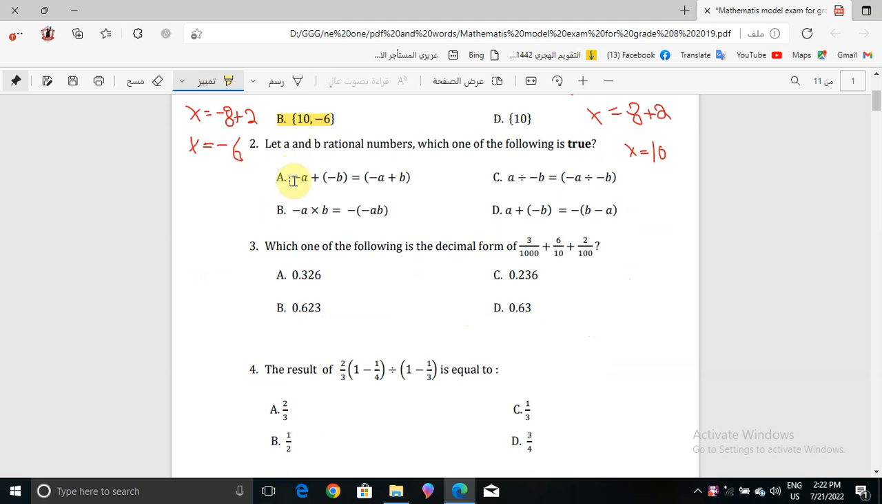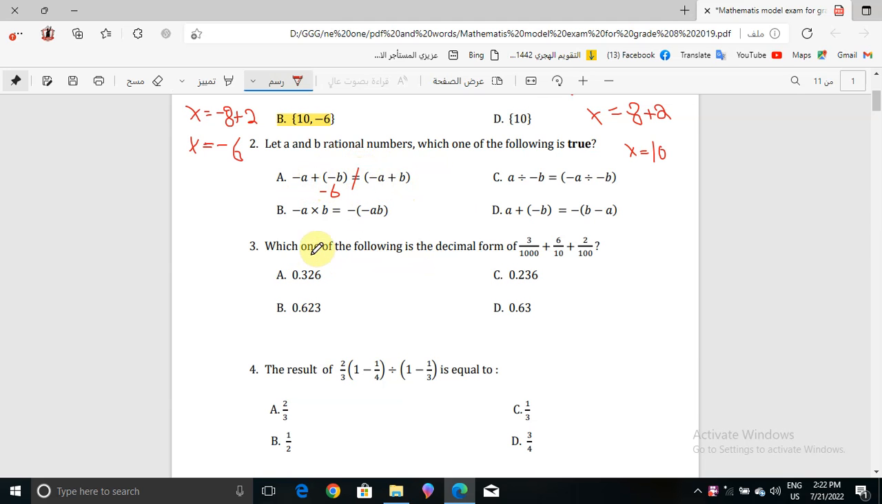Now let's go to question number 2. It says: let A and B be rational numbers. Which one of the following is true? Here we have negative A plus negative B will give us negative A plus B. First of all, let's check it together one by one. Negative A plus, in bracket, negative B is equal to negative A plus B. Here when we make negative times positive, it will be negative, right? Here it will be negative A, but here it will be negative B, then negative A, then positive B. Is it the same? No, it's not equal. So this answer is not correct.